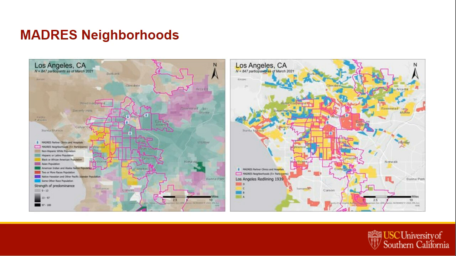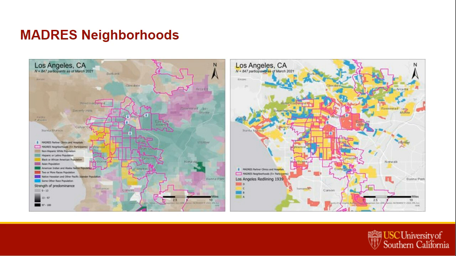The map on the right overlays the 1939 redlining zones, or the discriminatory housing policies that were in place back in the 30s and 40s that outlined neighborhoods that were deemed high risk or not recommended to invest in, where people who were mostly African American and Hispanic and disadvantaged communities were not given equal or fair treatment in terms of being able to buy land, to start businesses. A lot of toxic land uses perhaps were placed there.